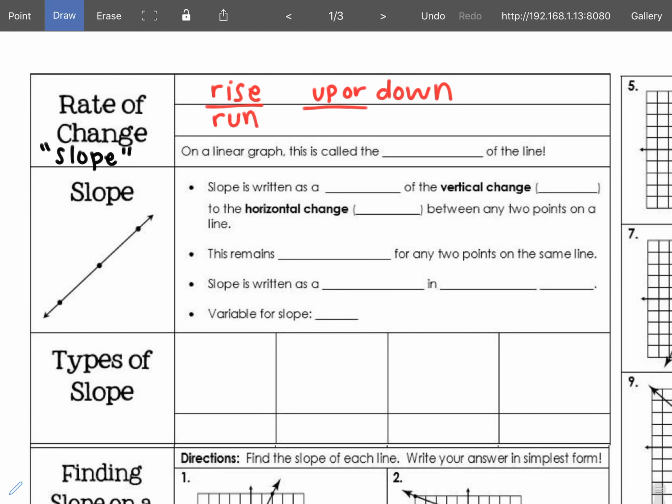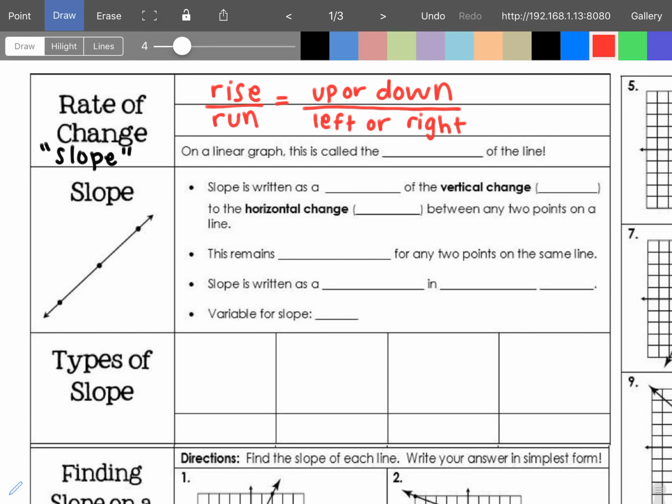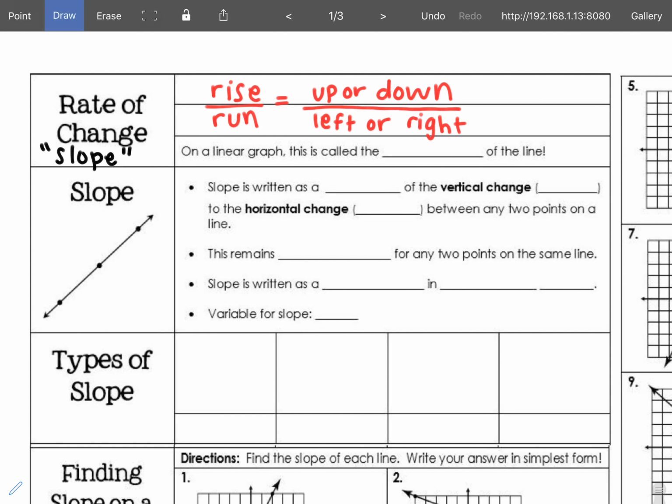Running, we're going to go left or right. And this is when we have a graph. So if we're given a graph, to get from one point to the next, we can rise, which means going up or down, and then we can run, which means going left or right, okay? So those two are equal. That means the same thing. We're going to talk about that when we see a graph in just a minute, but let's go over this.